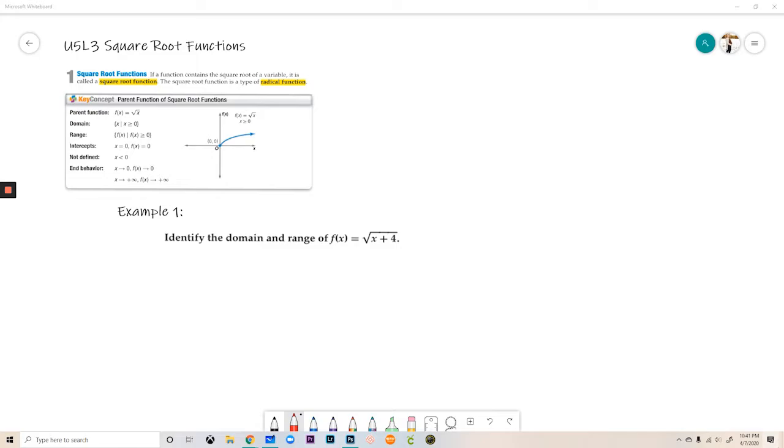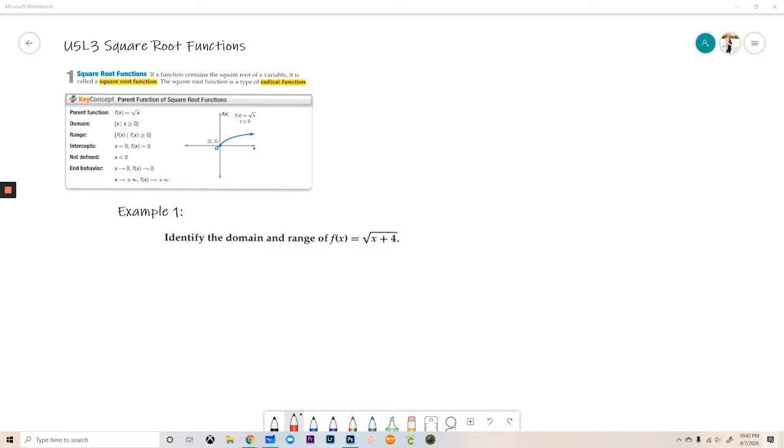The range: since the lowest x value we can plug in is 0, we plug that in and figure out what the square root of that is. So in this case, it's 0. The intercepts: they cross the x and y intercept at 0. It's not defined, which means there are no real solutions if x is less than 0. Okay? And the end behavior: as x increases, y increases. So that's the idea of the graphs.